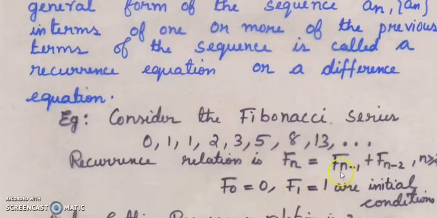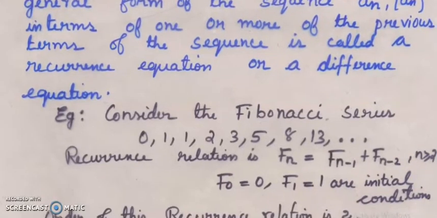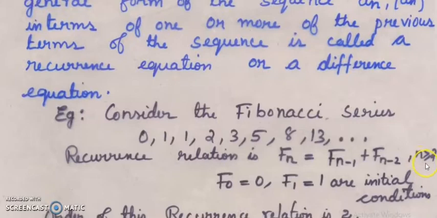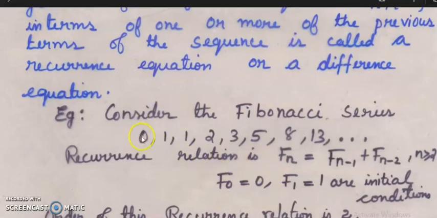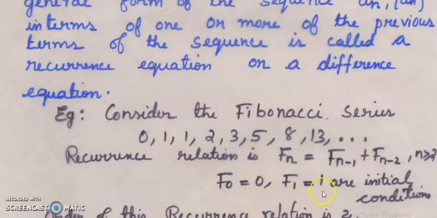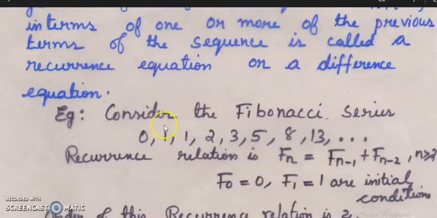You see, F_n = F_(n-1) + F_(n-2). I have taken F because this is Fibonacci, where n is greater than or equal to 2. Here we can take n as a number greater than or equal to 2. We also have initial conditions: F_0 is 0, F_1 is 1. F_0 stands for the first number in the sequence. What is the first number? 0. So F_0 is 0. F_1 denotes the second number in the sequence. What is F_1? F_1 is 1.